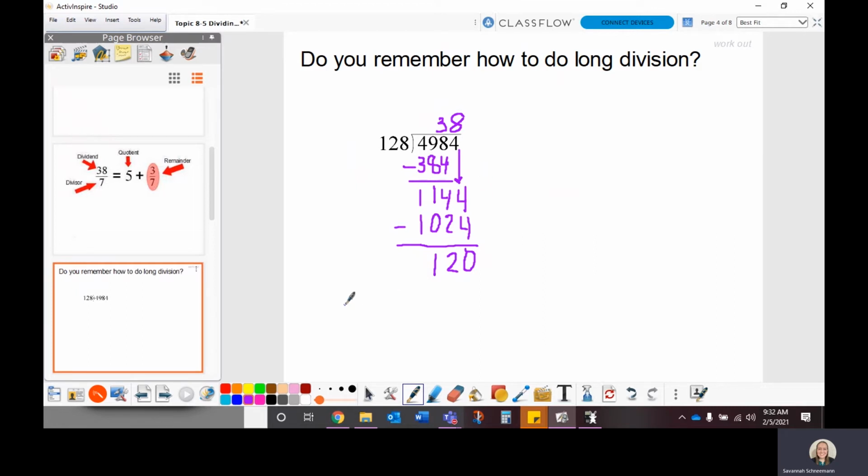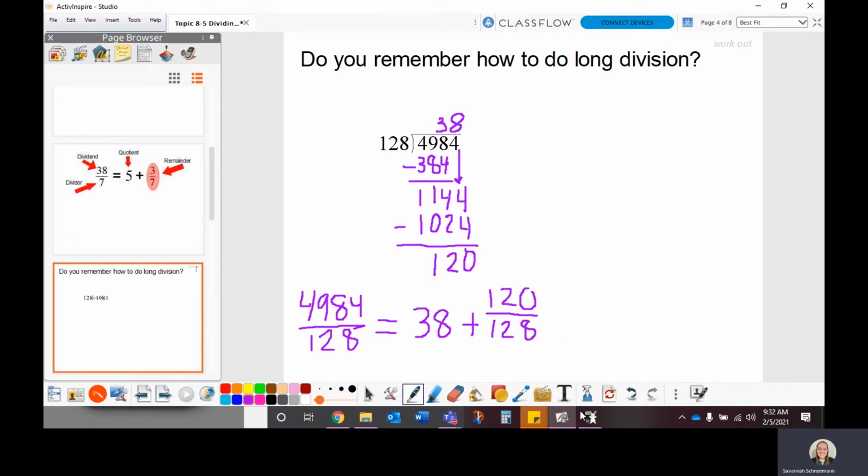So we would write this, instead of 4,984 over 128, we can write this as 38 plus, and it's a remainder of 120 because this is what we got. And then remember, you always put it over your divisor, which is 128.